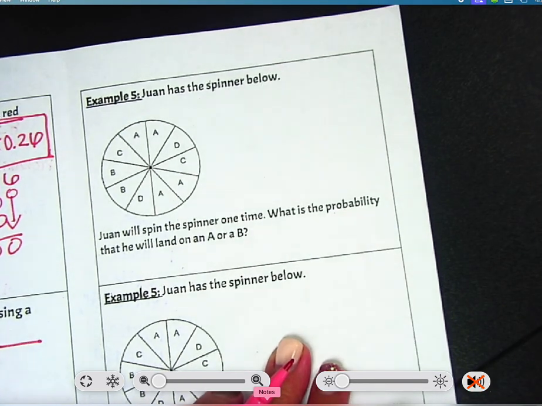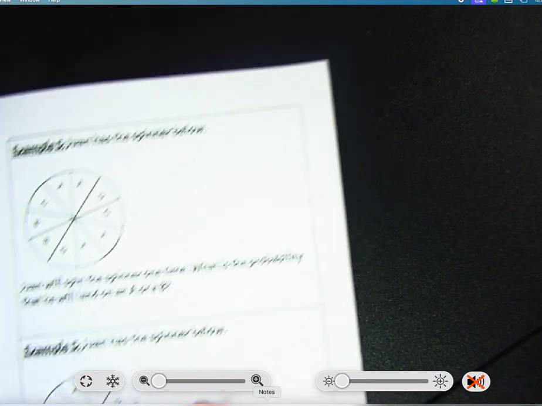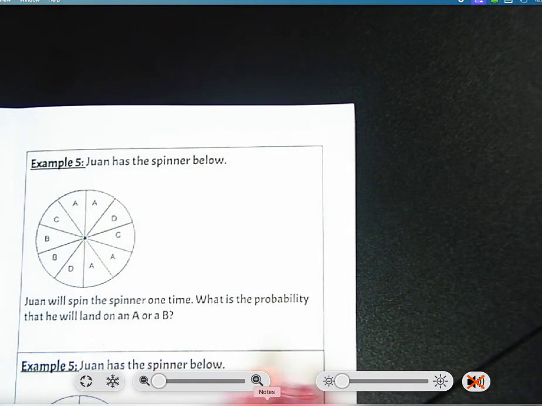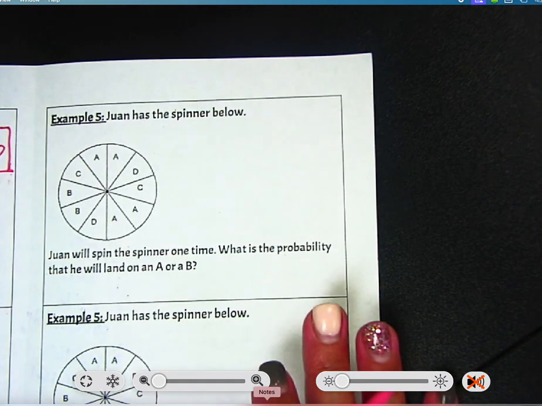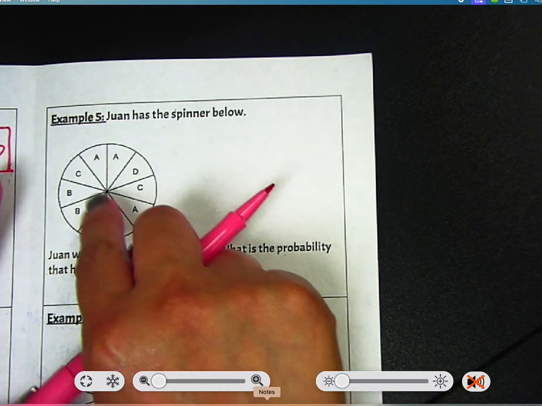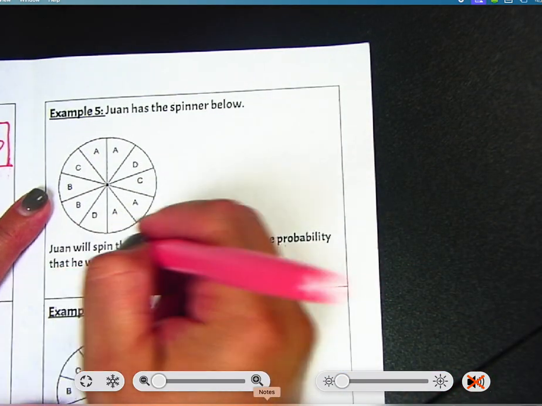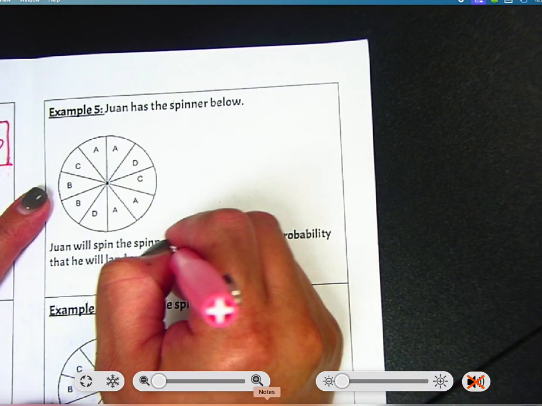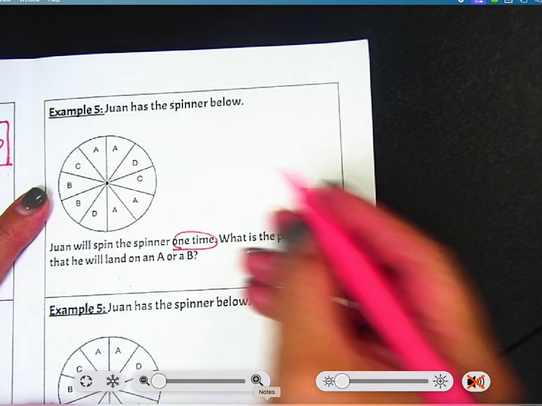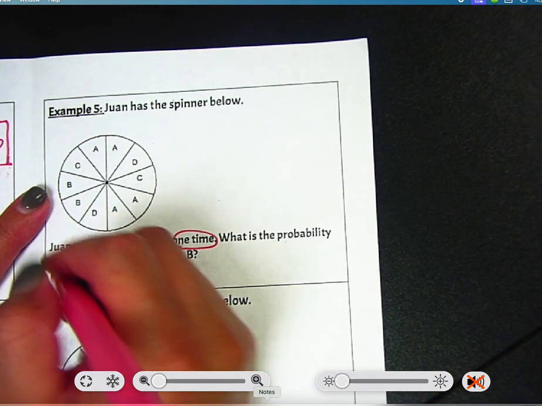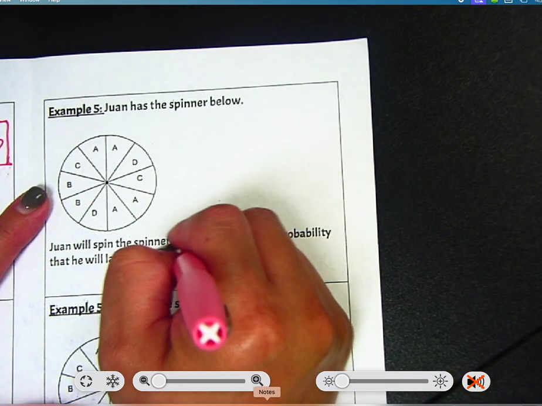I'm going to do 5, and then you're going to do the last one on your own. Okay, this time it looks a little bit different. Instead of words, you see a spinner. So this right here is your spinner. Juan will spin the spinner 1 time, so that's your 1 event. So that means you need 1 fraction. What is your probability that he will land on an A or a B?